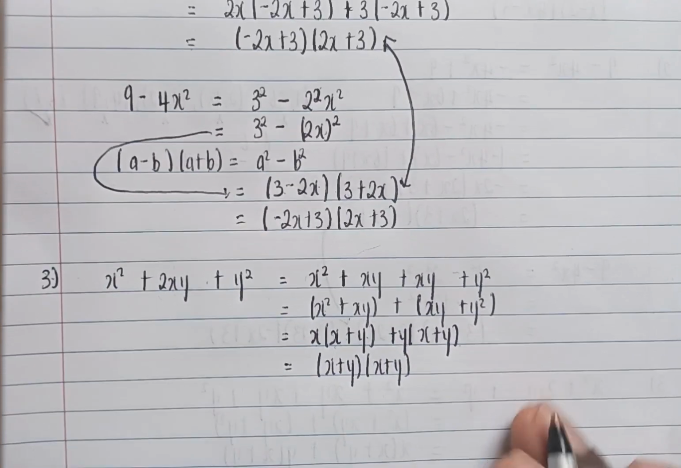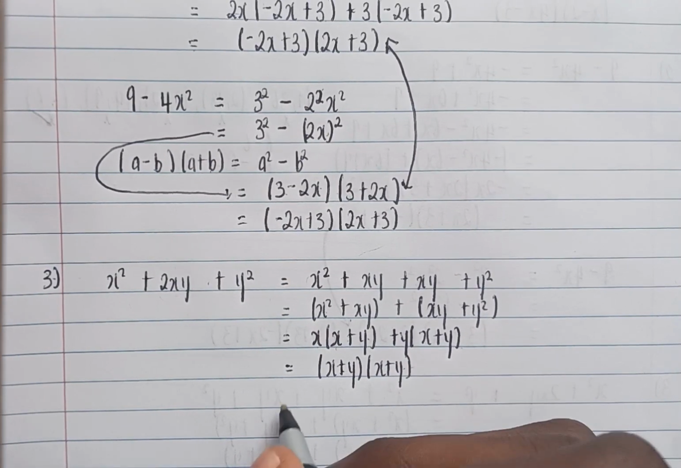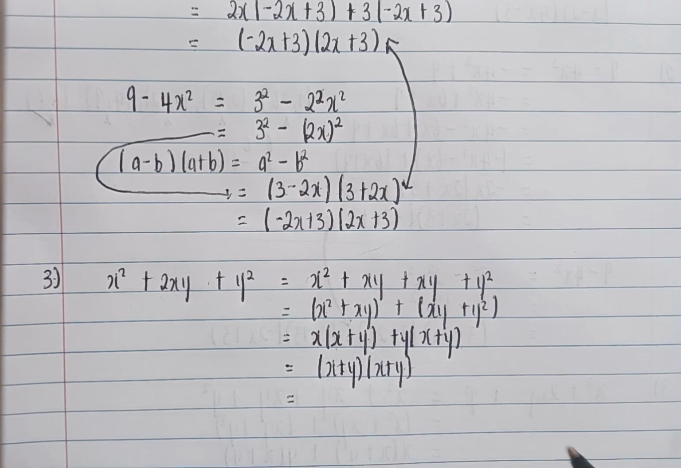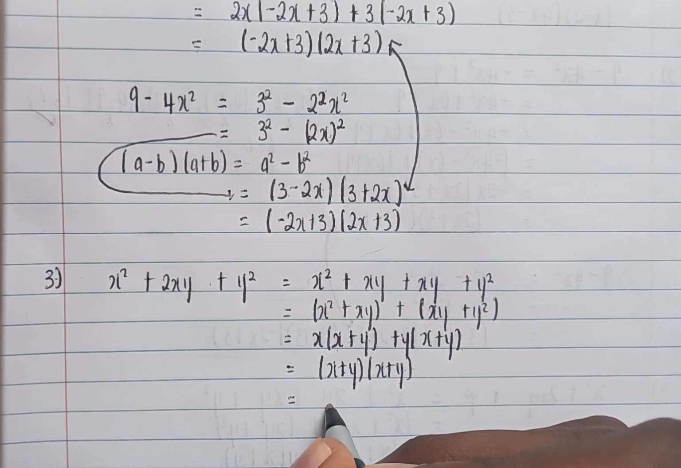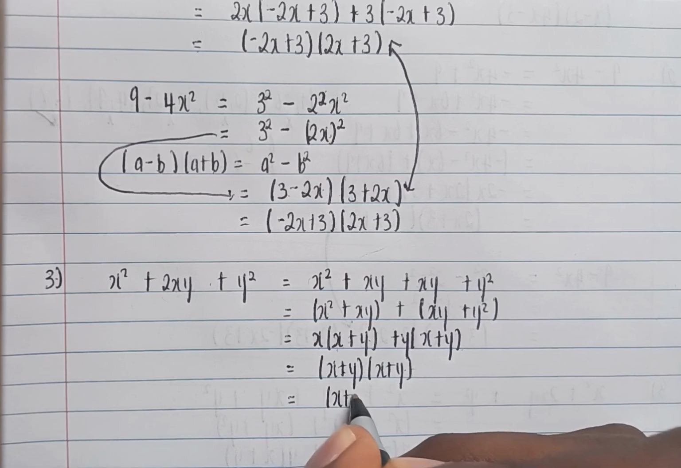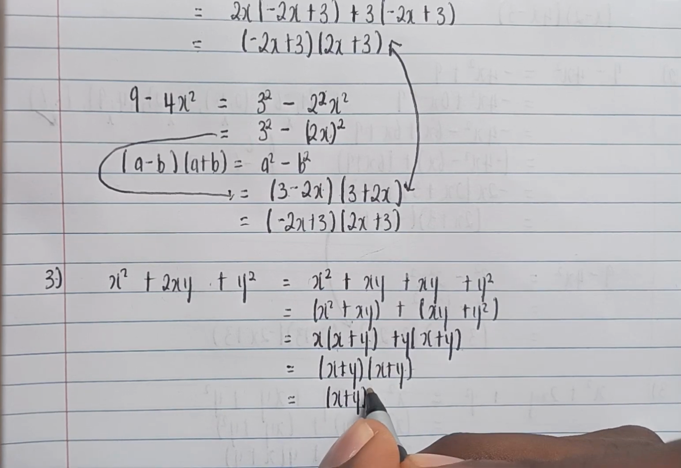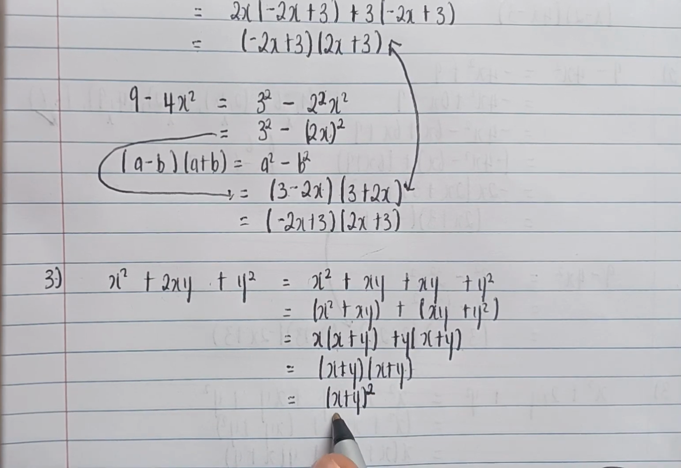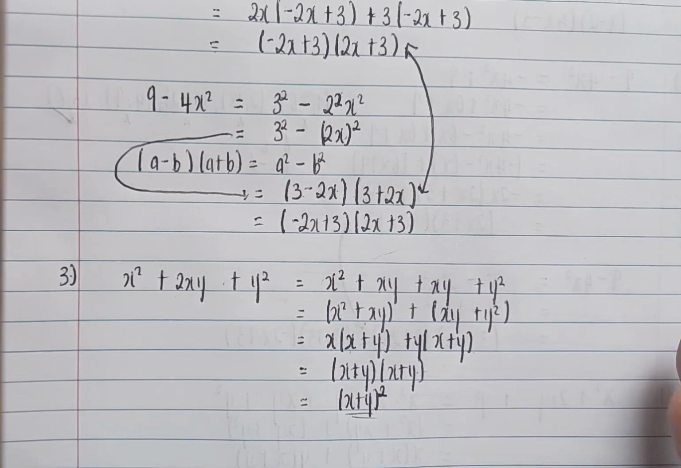And notice that these expressions are similar. So a similar expression times a similar expression is that expression squared. So I have x plus y, this expression, 2 times, that is squared. And this is my factorization.